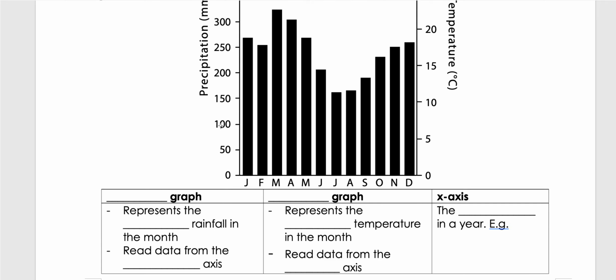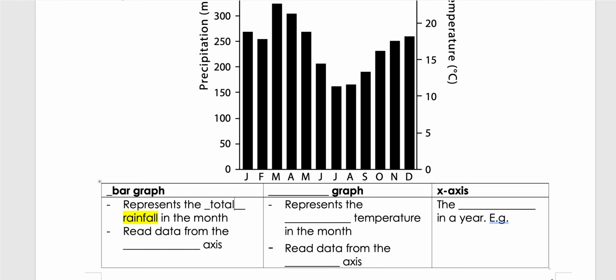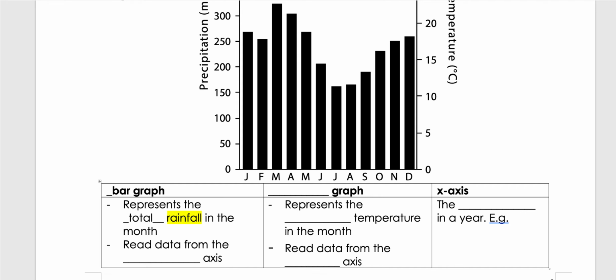So what are the things we need to think about? Firstly, rainfall. What graph do we use? As I mentioned, we use a bar graph. It represents the total rainfall in the month, that means the total amount of water the place receives, and we read it from the y-axis.